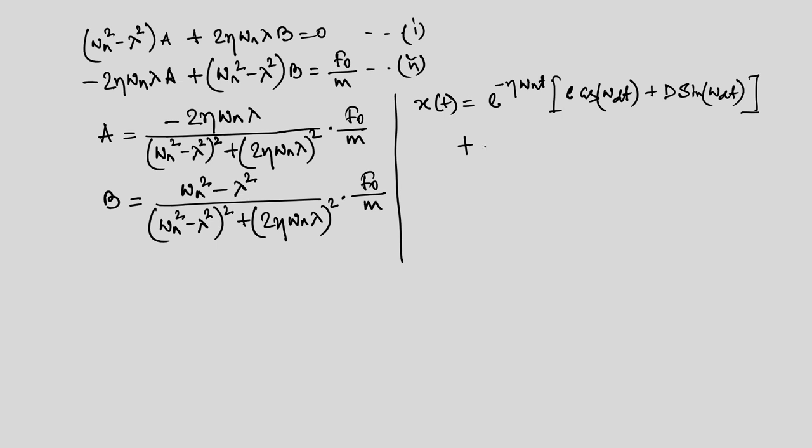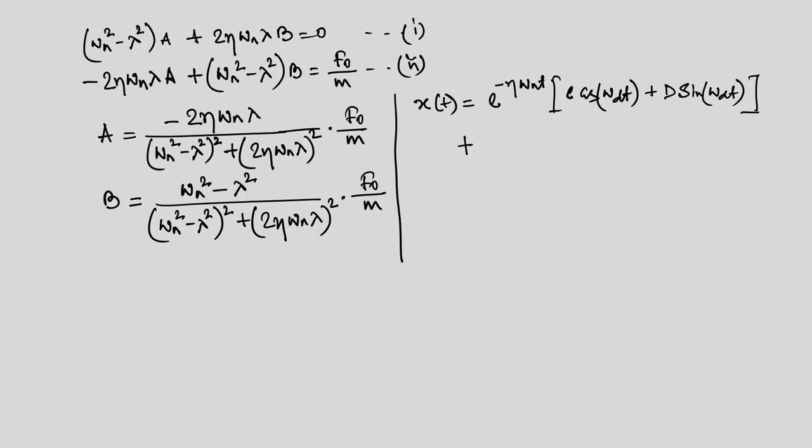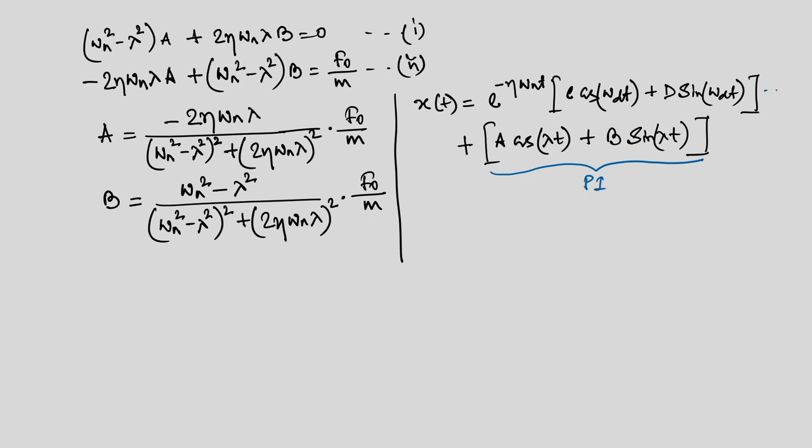Recall what was the solution if we go back to the previous case. Our proposed solution is x of t equals A cos lambda t plus B sin lambda t, and we have already found out the expressions for A and B. The second term is the particular integral, and this first term is the complementary function, and we have the expression for A and B.